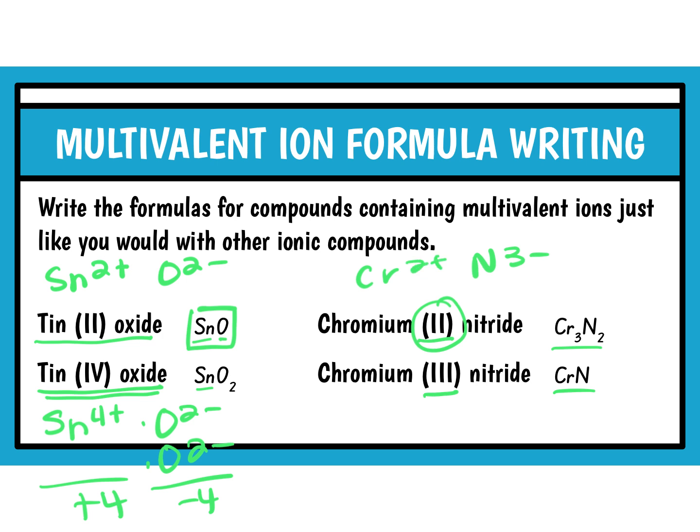Okay, so since this is chromium(II), and nitride has a 3 minus charge, you can see that we're going to look for the lowest common multiple, which is 6, which is why we'd need 3 chromiums and 2 nitrogens. And then down here, chromium 3 plus, nitride 3 minus, those charges are canceling out, so that's why we can just write CrN.